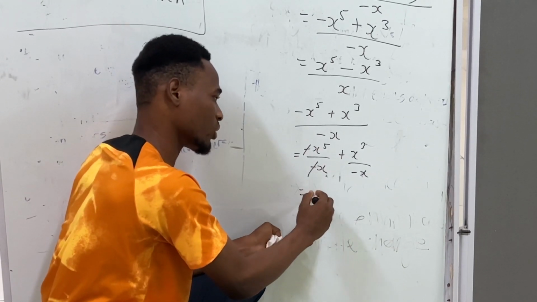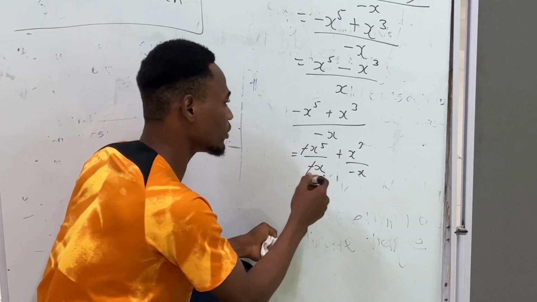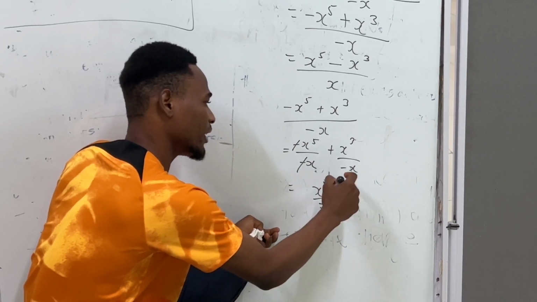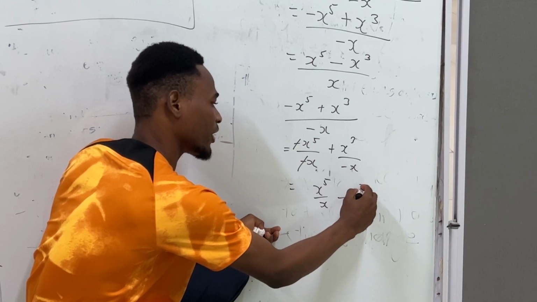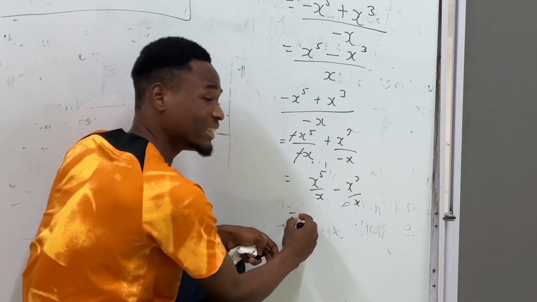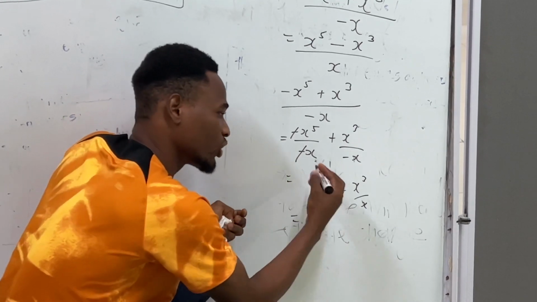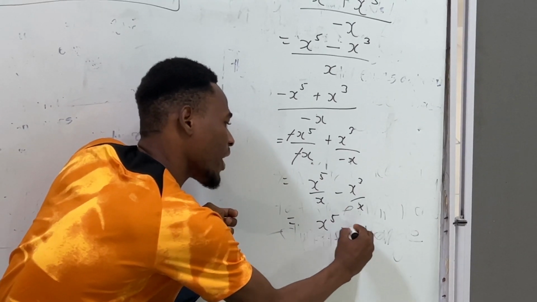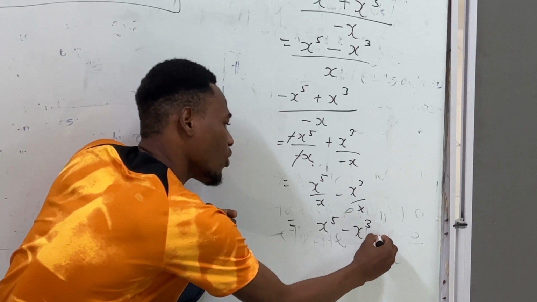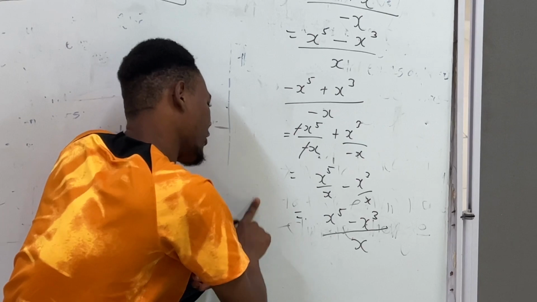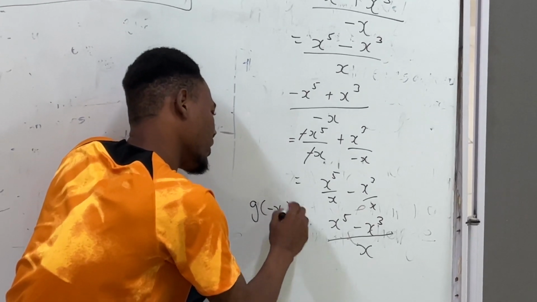So this is the same as what? This is the same as x to the power 5 over x, then negative x to the power 3 over x, which is the same as I have common denominators. So this will become x to the power 5 minus x to the power 3 all over x, which is equal to my function g of negative x.